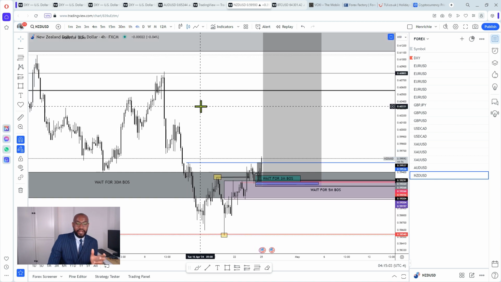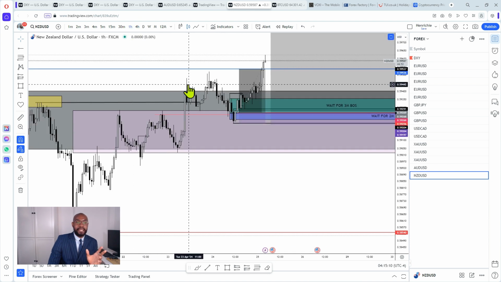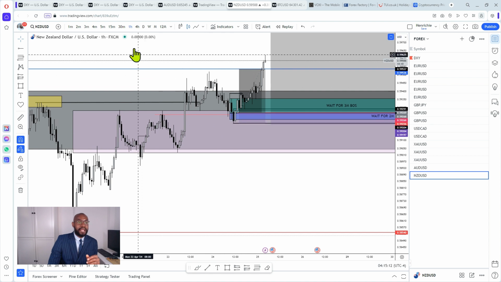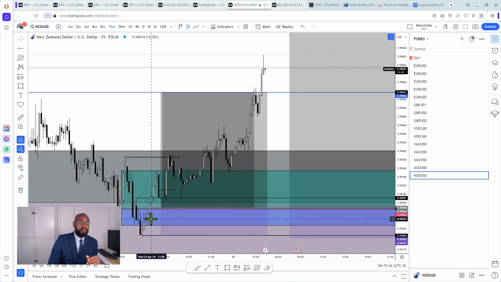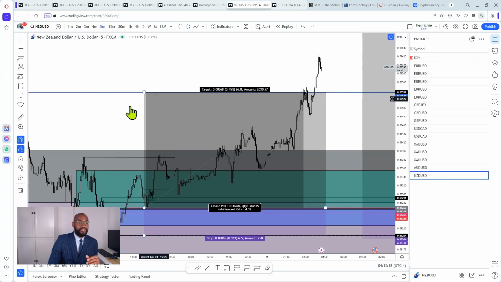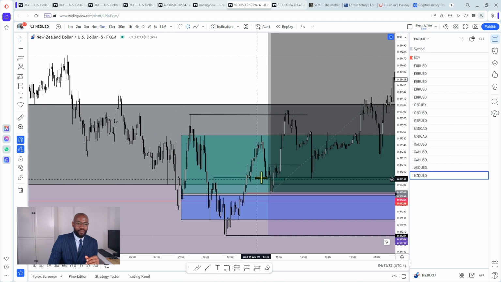NZDUSD. Yesterday, there was a trade entry that I wanted to get into on NZDUSD, but for some reason, price took me out, came down, and then late in the day, it eventually broke structure, and I got into the trade. But I wasn't able to share it with the members because of the time of day. I think it was around 8 p.m. or 9 p.m. or something like that.